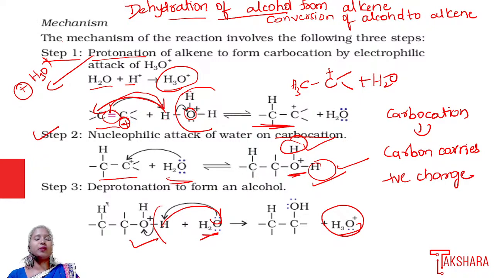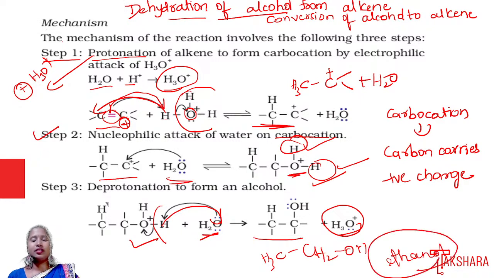And the remaining we have, that becomes CH3 CH2OH, which is called ethanol. So in this way we are going to prepare ethanol: the conversion of ethene to ethanol, or alkene to alcohol.